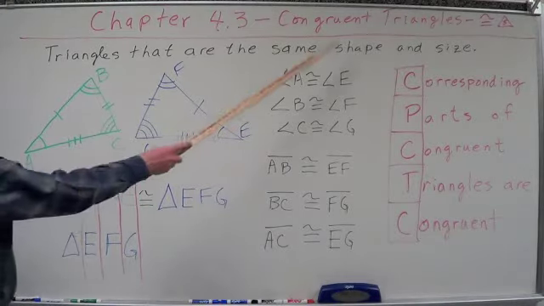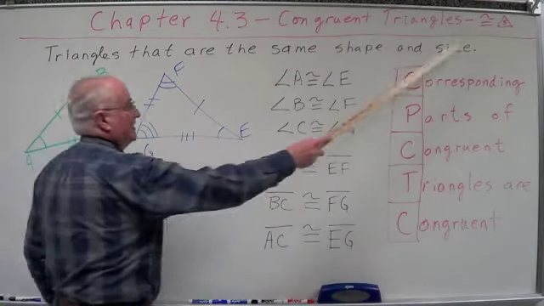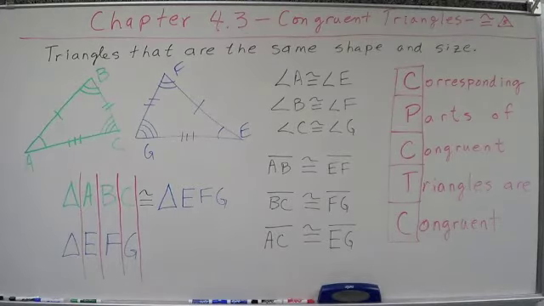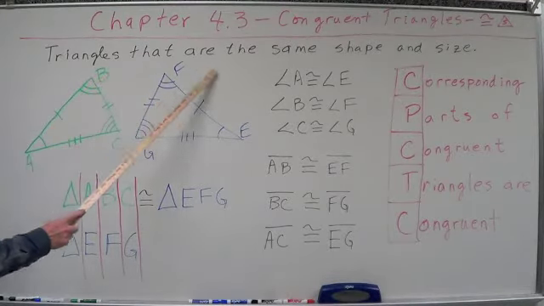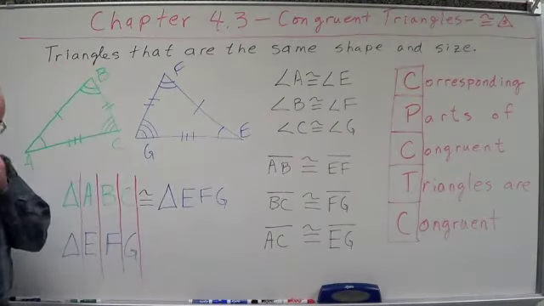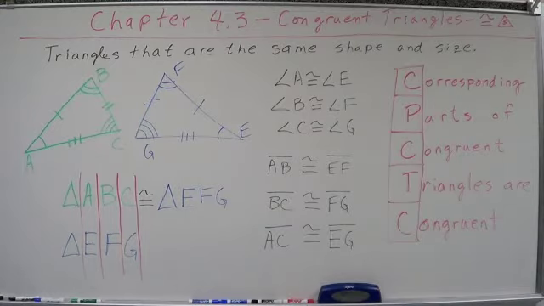Okay? Congruent triangles are represented by these two symbols right here, very short. Simply means the same thing it does with everything else. Triangles that are the same shape and size. Okay? They are the exact same shape and size.